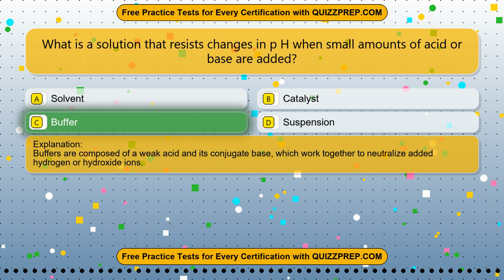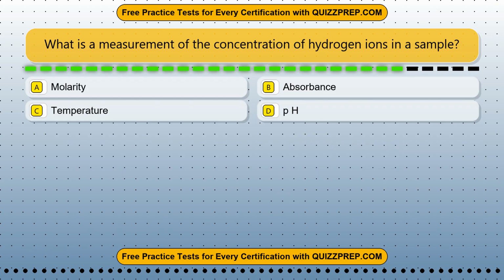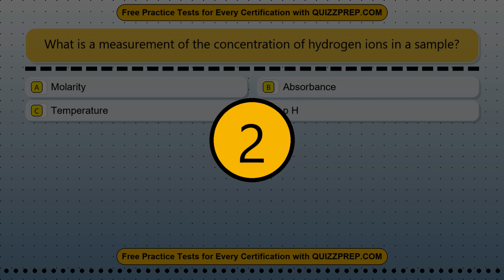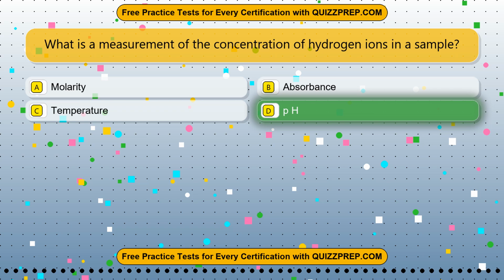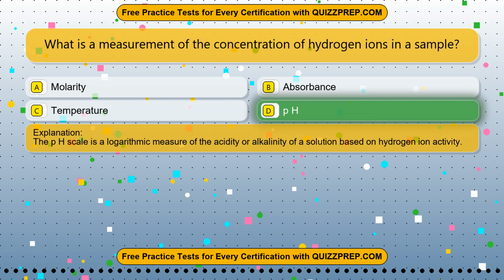ions. Question 19. What is a measurement of the concentration of hydrogen ions in a sample? Option A, molarity. Option B, absorbance. Option C, temperature. Option D, pH. The correct answer is option D, pH. The pH scale is a logarithmic measure of the acidity or alkalinity of a solution based on hydrogen ion activity.